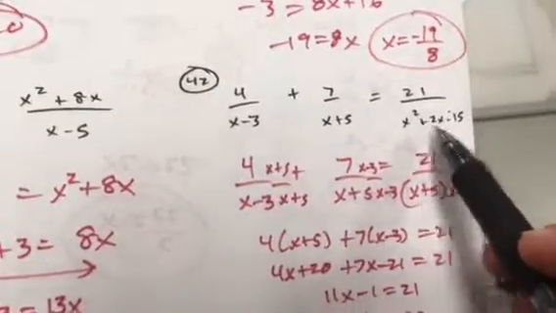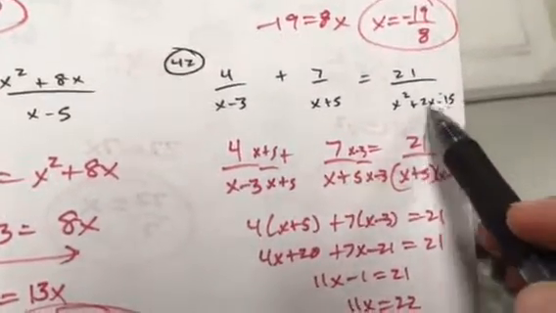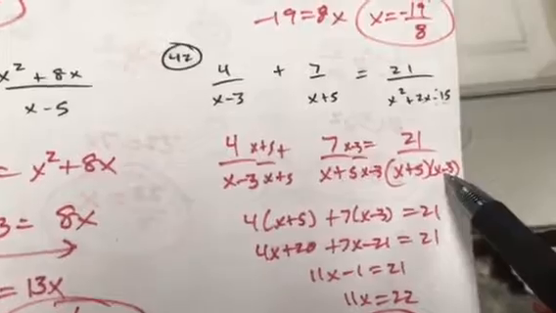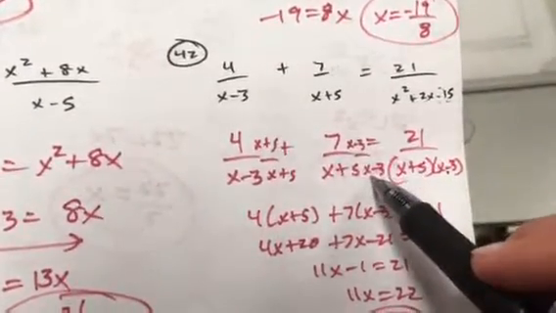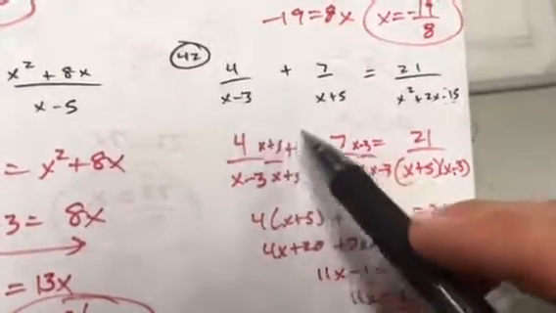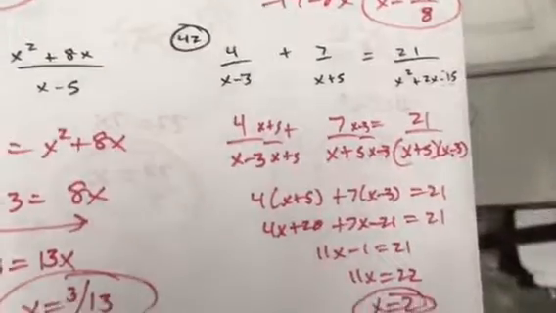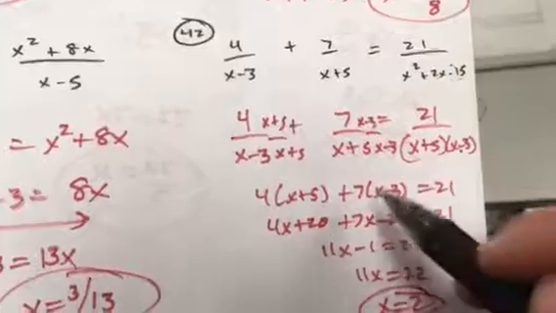Factor this, folks. Figure out what multiplies to negative 15 and differs by 2. That's an x plus 5, x minus 3. This has an x plus 5. It needs the x minus 3 over x minus 3. This has the x minus 3. It needs the x plus 5 over x plus 5. All right, so then distribute.